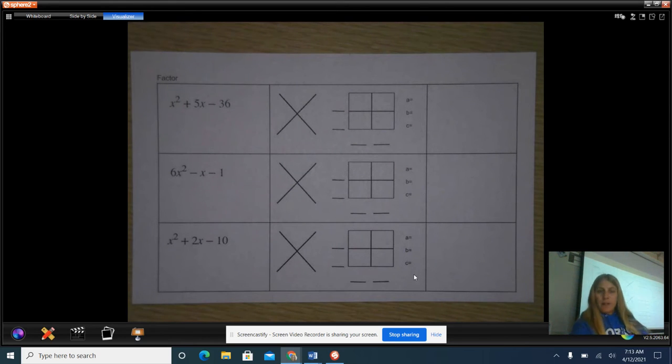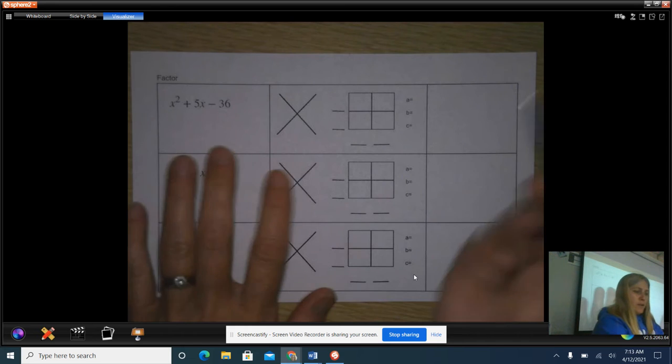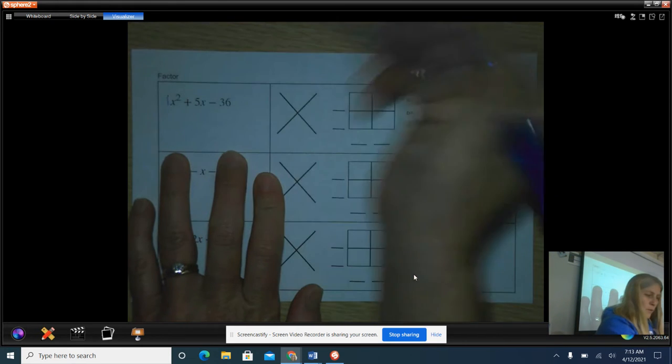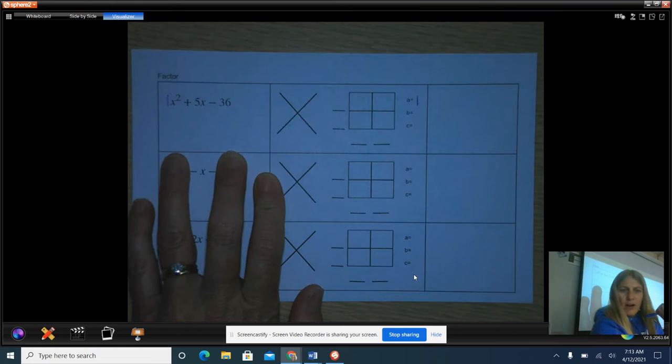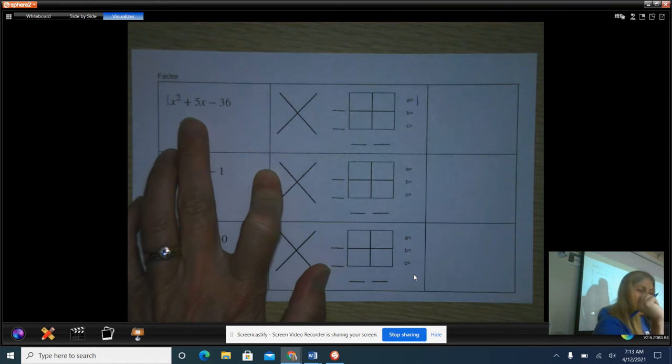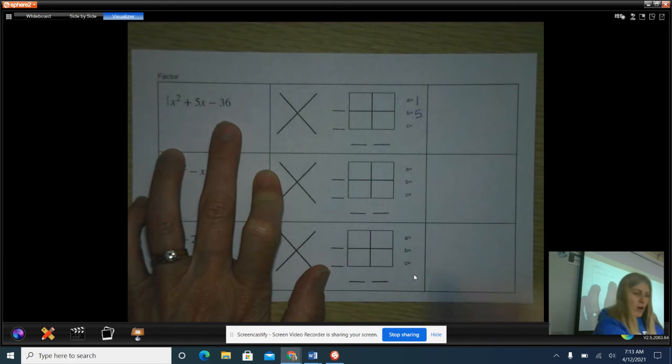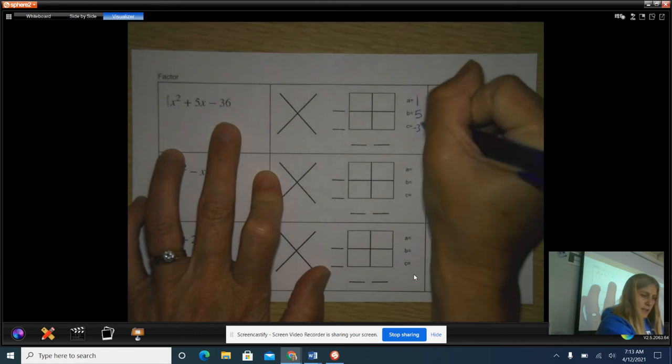Hello, today we're going to work on our warm-up and we are going to factor these quadratic functions. So we're going to work on this today using a generic rectangle diamond problem. The first thing that we need to do is pull out our A, B, and C. Our A is our invisible 1 in front of our x squared. Our B is our 5 in front of our x. And our C is our constant, which is negative 36.